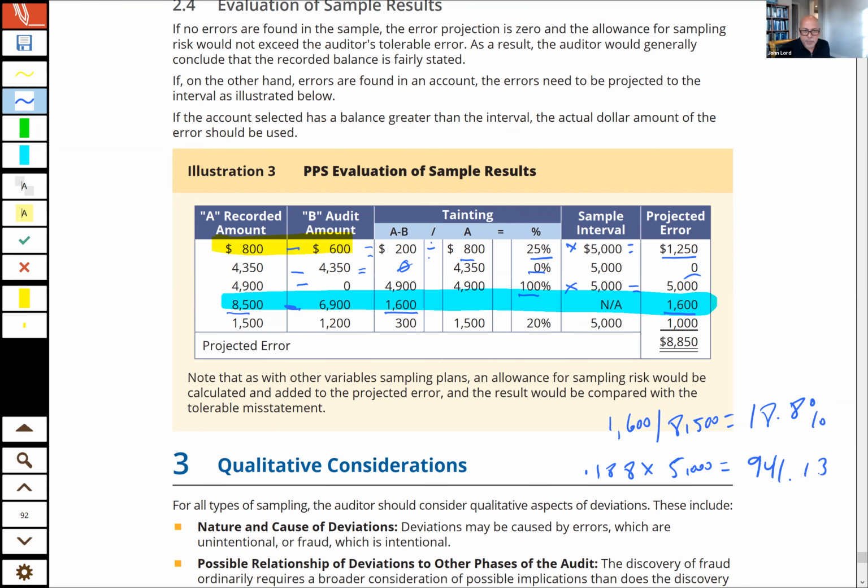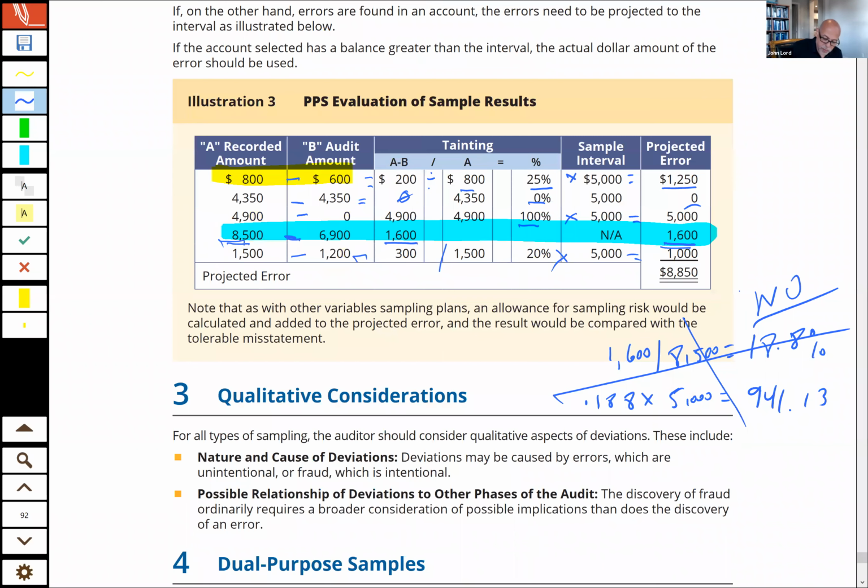How can that be? How can you say you only have an error of 941.13 when you know your error was greater than that? It was 1,600. Okay, so no, this is a no-no. Don't do this. If you have a sample item that's bigger than your interval, you just take the error straight over to your projected column. Okay, and then finally, we've got this last one that's in error. It's $300. 300 divided by 15 gives me 20% error. I multiply that by the sampling interval. That gives me projected error of 1,000.